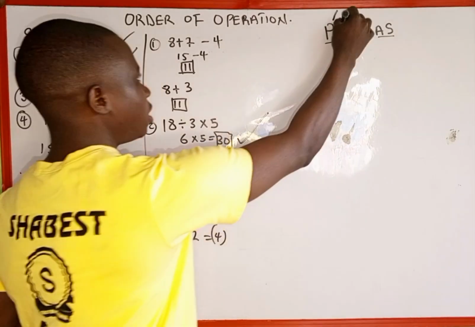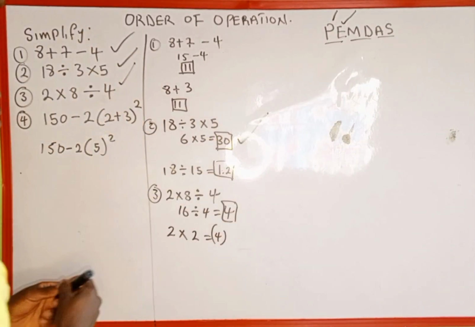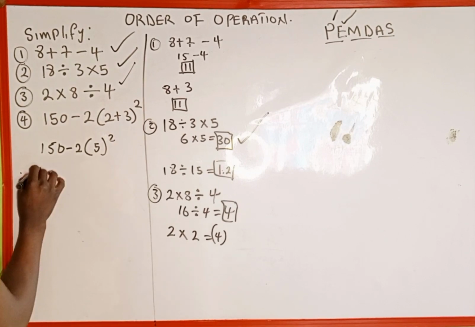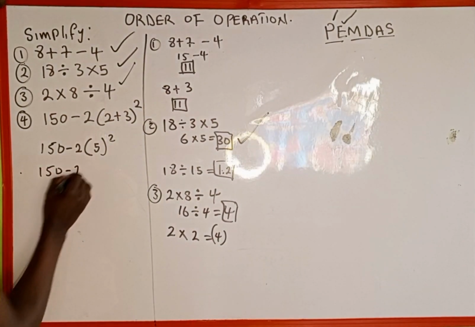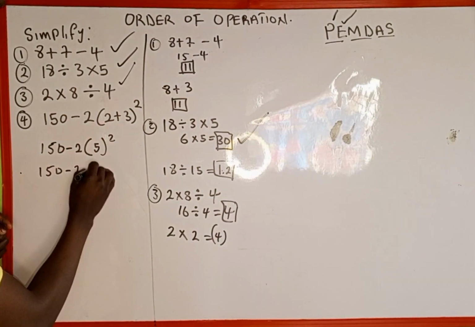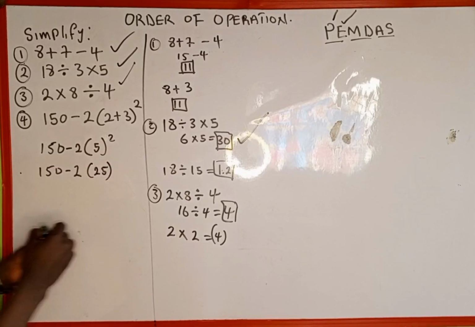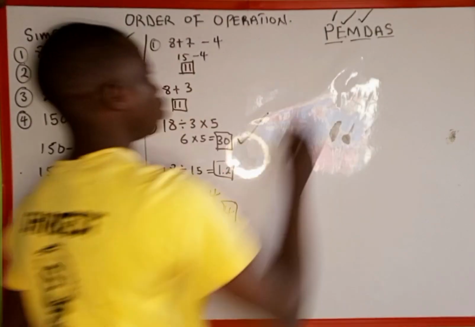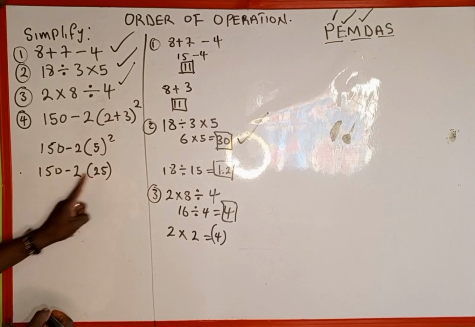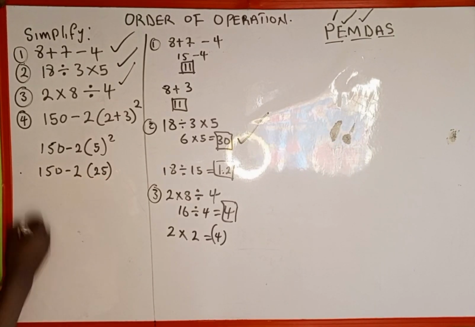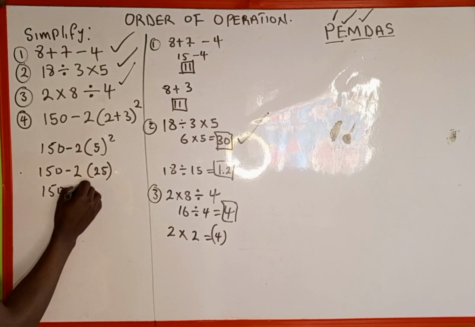We are done with parenthesis. Now we are on exponent. Exponent is the power. So 150 minus 2, 5 raised to the power of 2 is the same as 25. So we are done with exponent. Now the next is multiplication. This bracket means multiplication. So I'm going to have 150 minus 2 multiplied by 25 is going to give us 50.